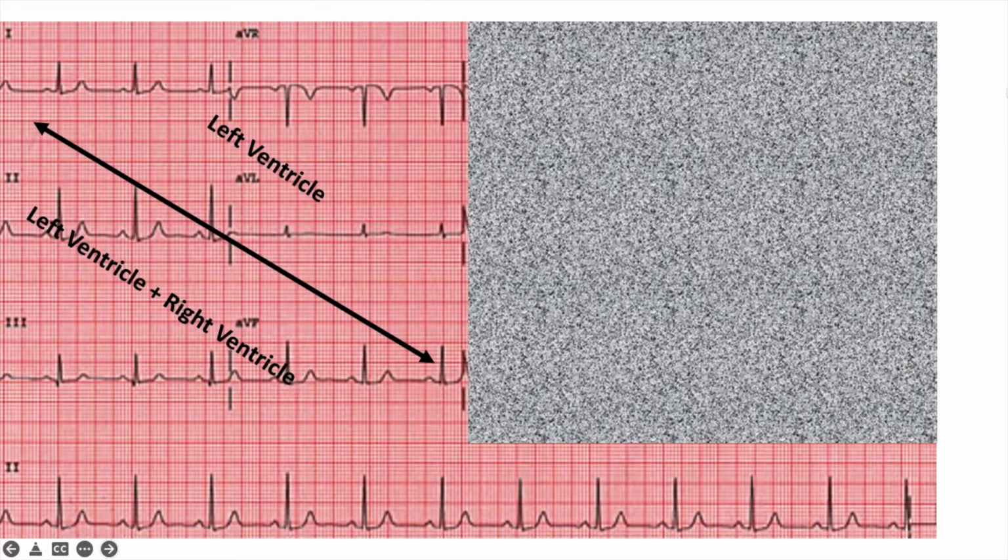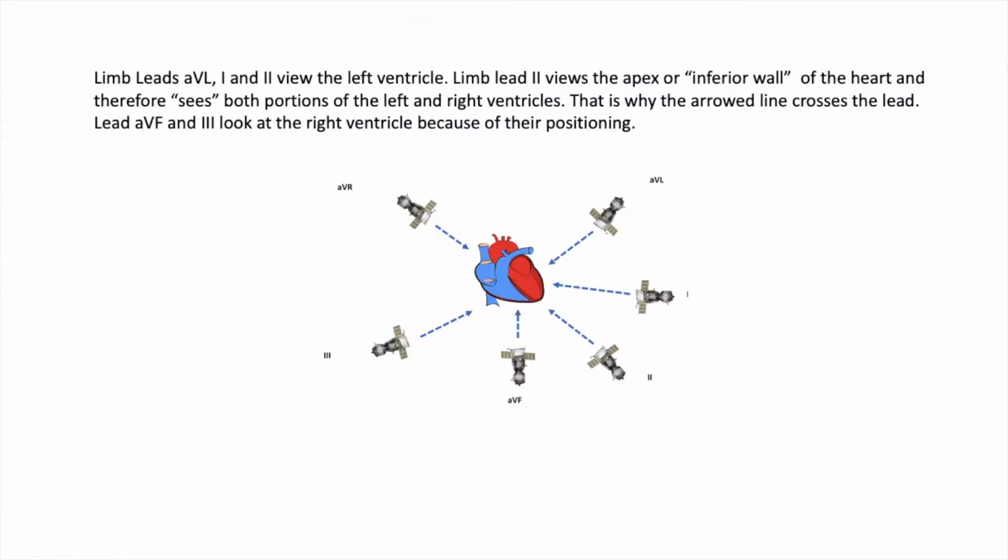Here is a visual representation that can help illustrate the point. Leads 1 and 2 view the left ventricle. Limb lead 2 views the apex or inferior wall of the heart and therefore sees both portions of the left and right ventricles. That is why the arrowed line crosses the lead. Lead AVF and 3 look at the right ventricle because of their positioning.